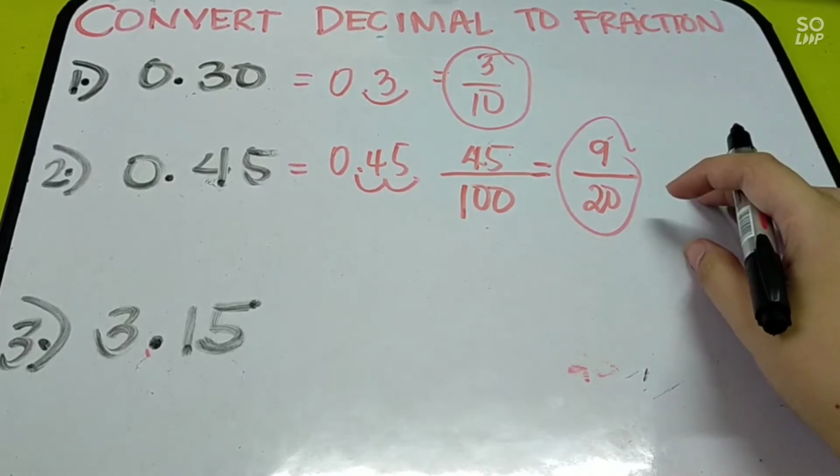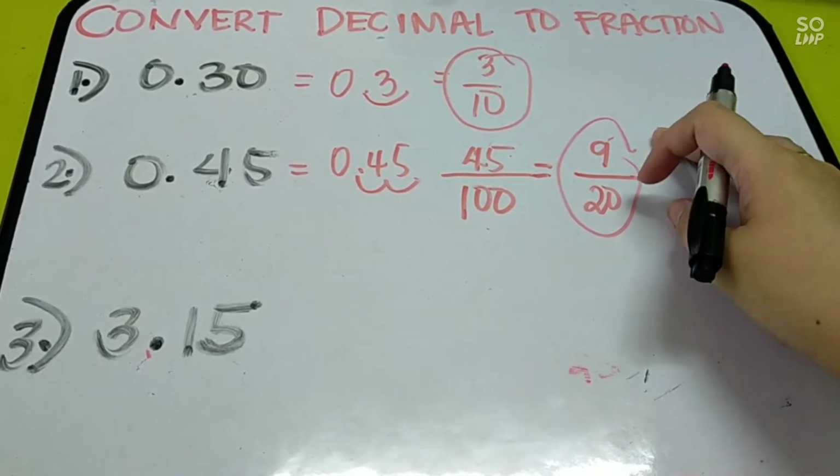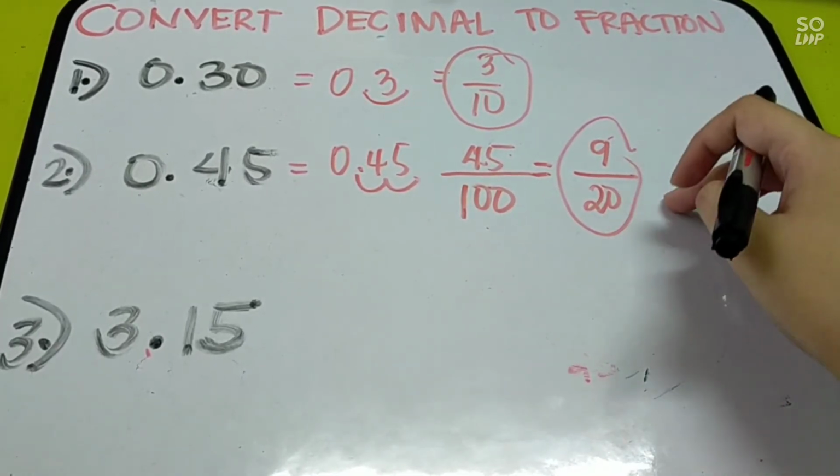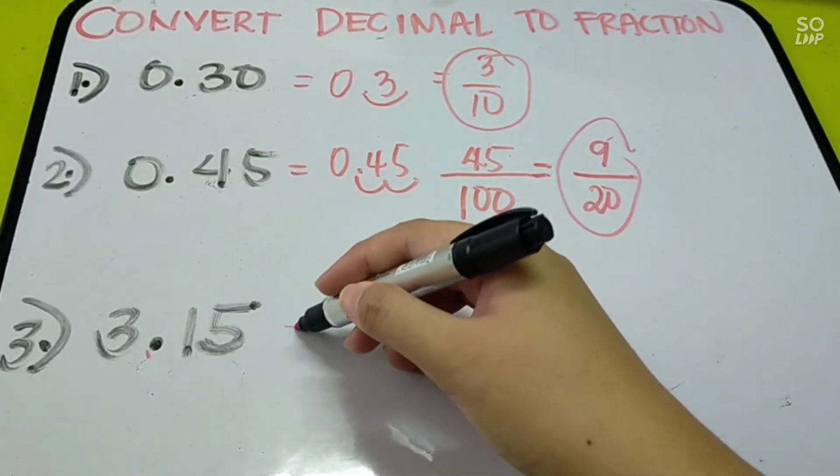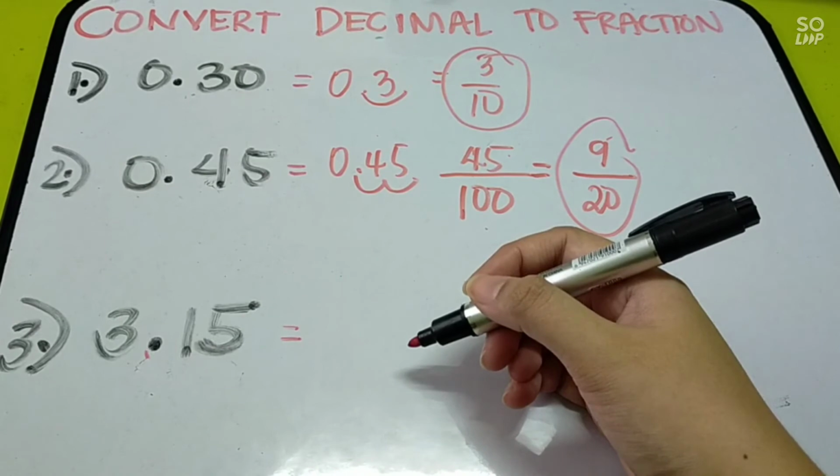So, the answer here is 9 over 20. If you change 9 over 20 to a decimal, the answer is 0.45. Did you get it? Next, we have here 3.15.